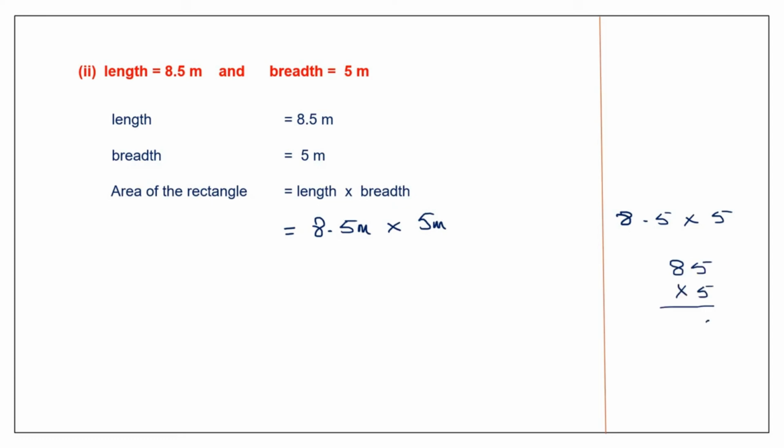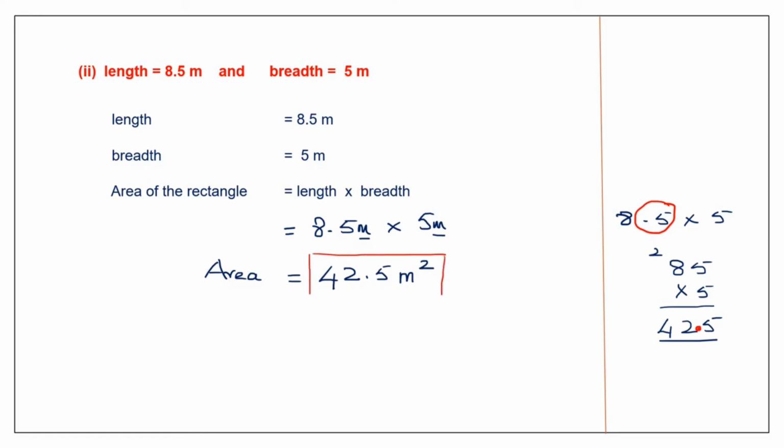5. 5 fives are 25, carry 2. 5 eights are 40 plus 2, 42. Now back to the question. There's one decimal place. Our answer also should have one decimal place. So here we have 42.5. So this is the area of the rectangle. Now let's put the units. The unit here is meter. So for area it is square units, so meter square. So the area of this rectangle is 42.5 meter square.